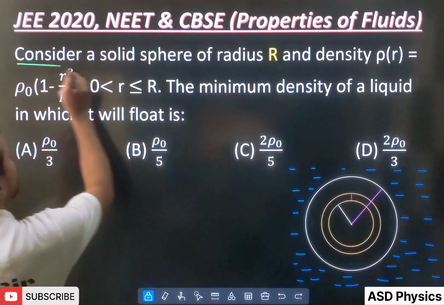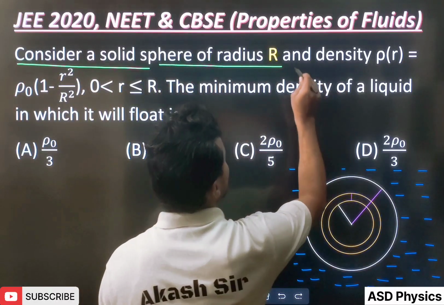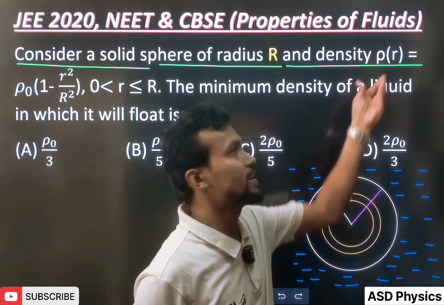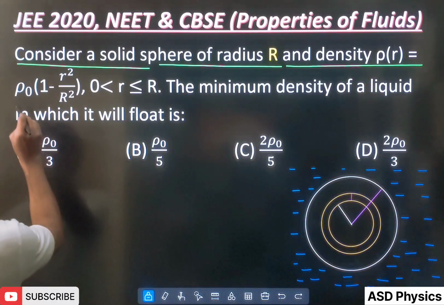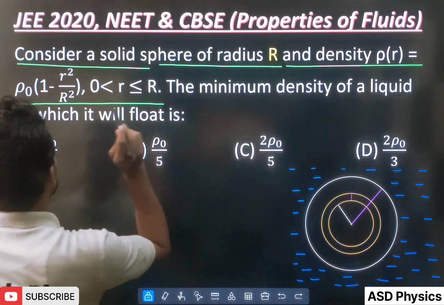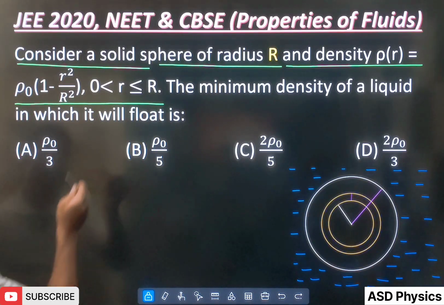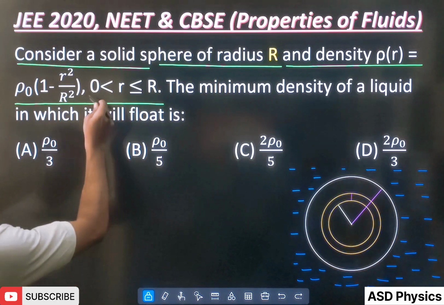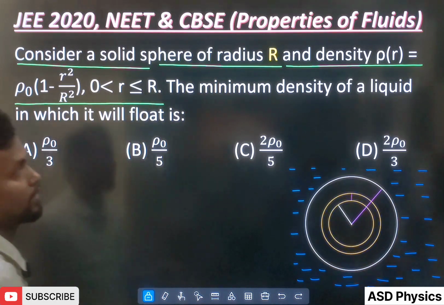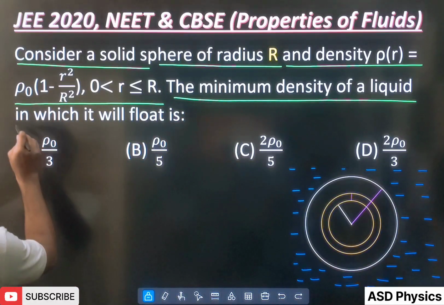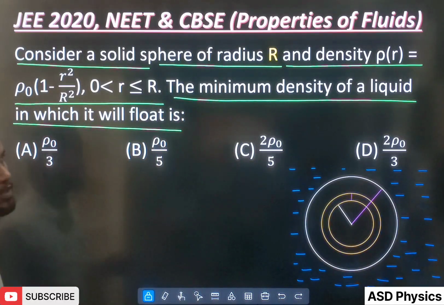The question is: consider a solid sphere of radius R and density rho of r. That means rho as a function of small r is given here as rho equal to rho naught times (1 minus small r square by capital R square), and the value of r is from greater than 0 to less than or equal to R. Now, the minimum density of liquid in which it will float is how much?